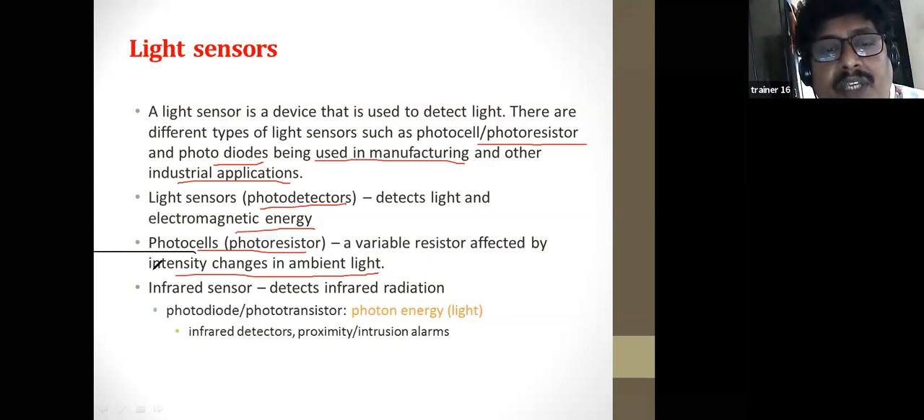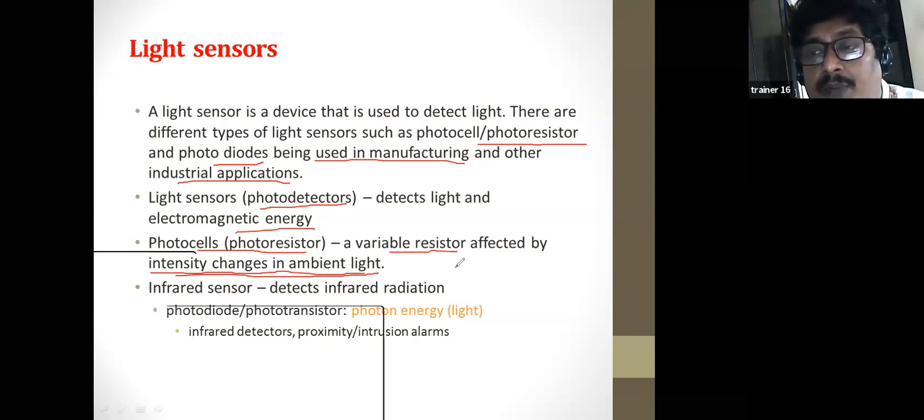So here, intensity changes in ambient light act on a variable resistor. That means a variable resistor has a change in resistance when the intensity of the ambient light changes.